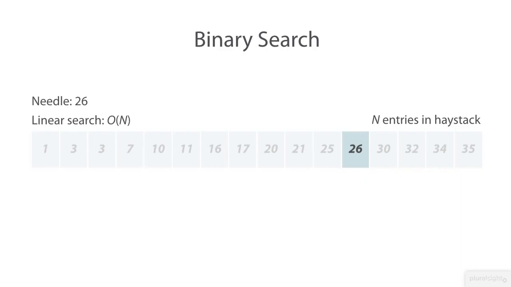So, how many comparisons are needed, worst case, to find the needle using this strategy? That is the number of times we can cut the haystack in half until we reach a size of 1. But how many times is that?